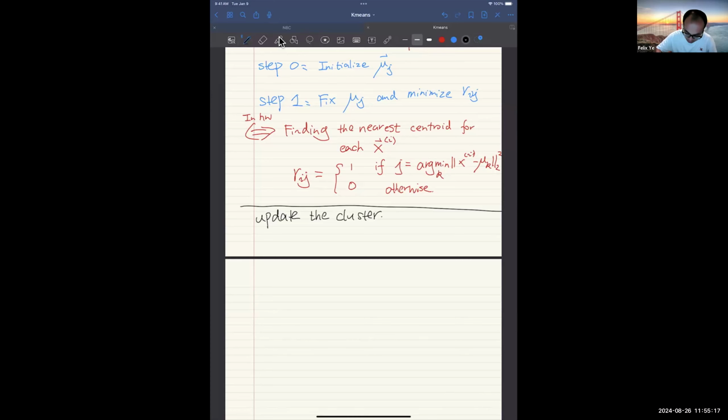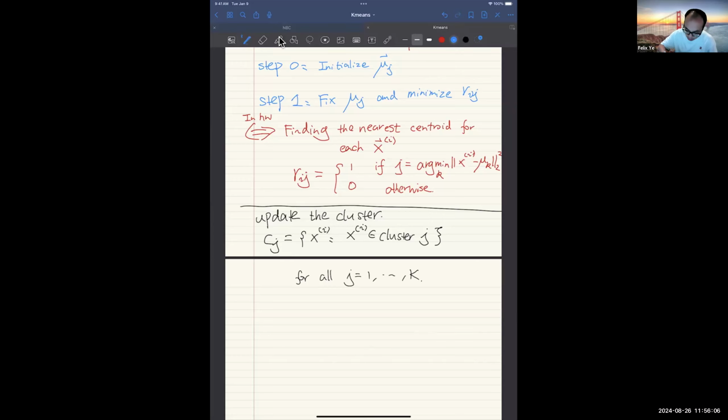which is Cj equal to all of x of I when my x of I is in the cluster J. So you find and group all these x of I that belong to the cluster J, for all J from 1 to K. So after step 1, you can update your cluster because you already assigned each point to the nearest centroid and assigned the membership for each point.